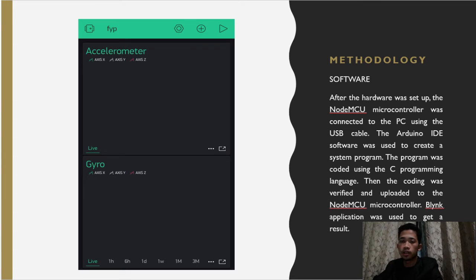After the hardware was set up, the NodeMCU microcontroller was connected to the PC using the USB cable. The Arduino IDE software was used to create a system program. The program was coded using the C programming language. Then the coding was verified and uploaded to the NodeMCU microcontroller. Blynk application was used to get a result.